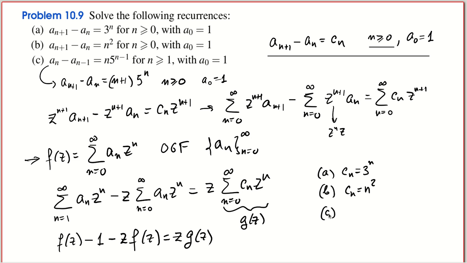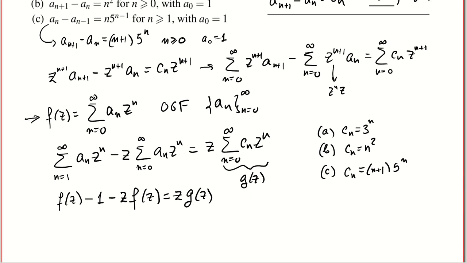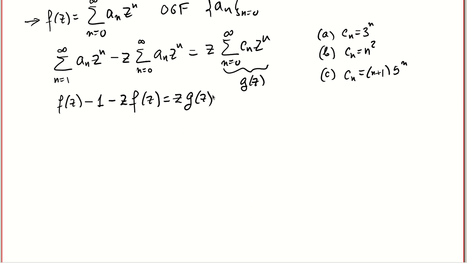And in the third case, after the transformation that brings it to the same form as the other two, Cn is equal to n plus 1 times 5 to the n. So we need to identify the function g in all three cases. By the way, this can be rewritten: you put the 1 on the right-hand side and factor out the f. So we have 1 minus z times f equal to 1 plus z g(z).